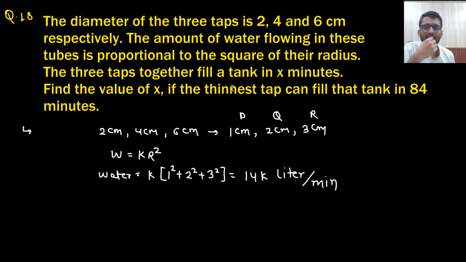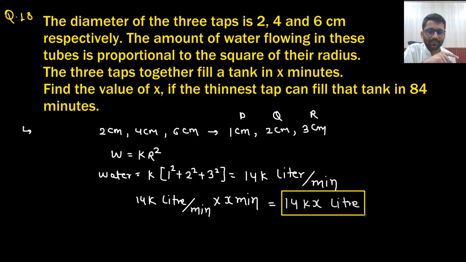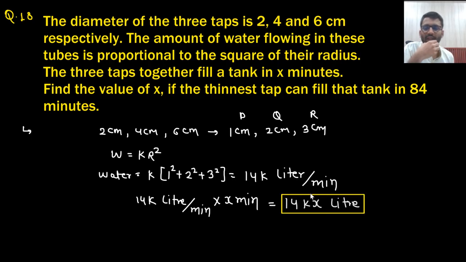If all three are working together, they can fill the tank in x minutes. So it takes them x minutes to fill the tank. So 14K liter per minute for x minutes. So this is the strength of our tank, 14kx liter.